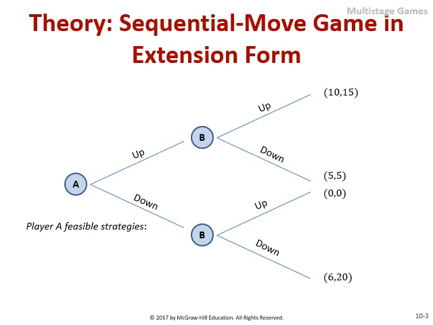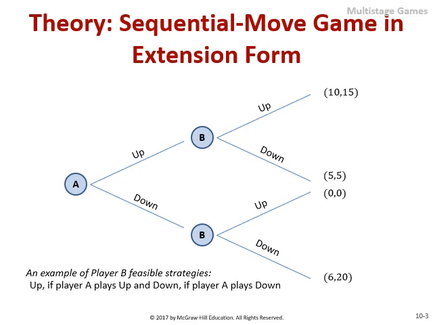What are the feasible strategies for player A? Player A has only two feasible strategies, either to play up or down. Player B, on the other hand, has many feasible strategies. He can choose up if A chooses up, or down if A chooses up, or up if A chooses down, or down if A chooses down. So one of the feasible strategies for player B is to play up if player A plays up, and down if player A plays down.